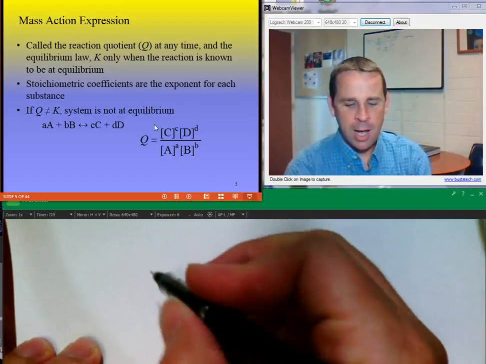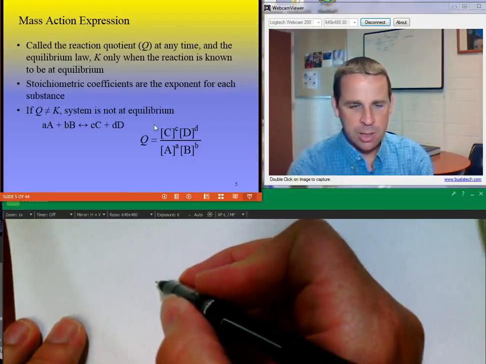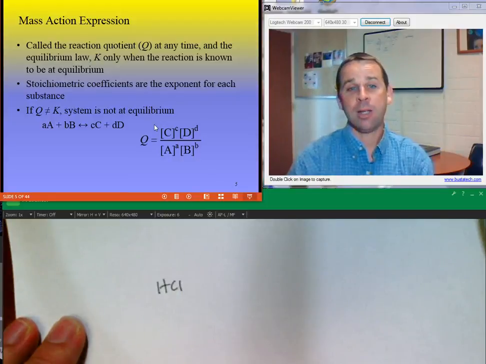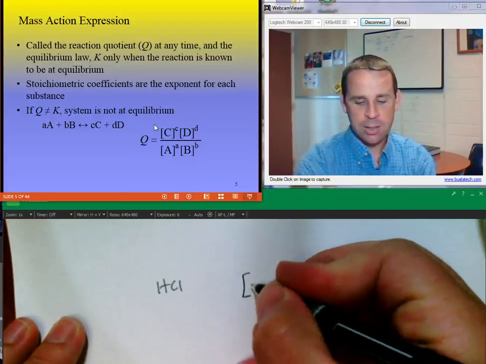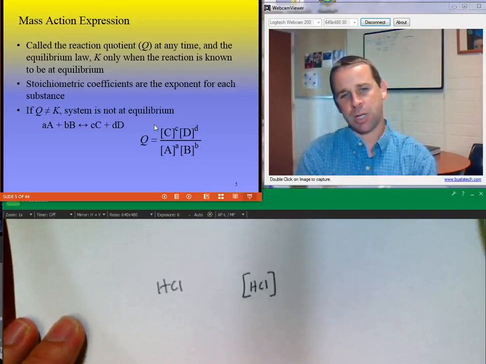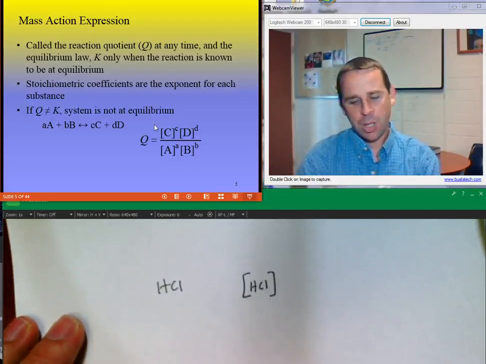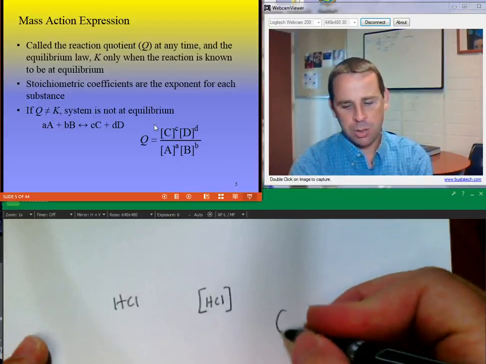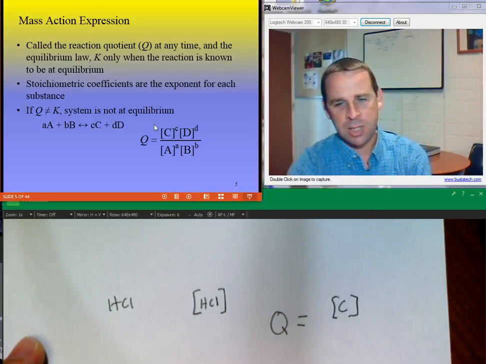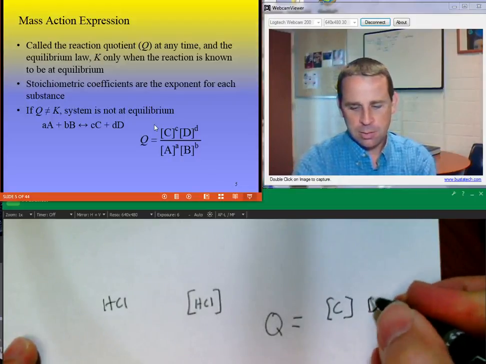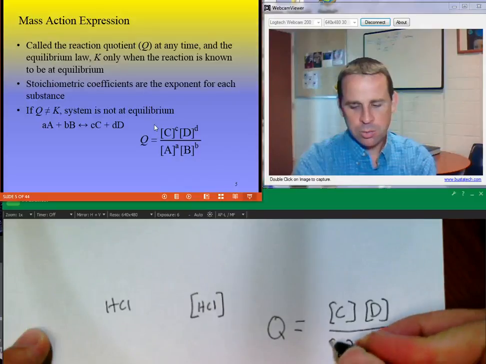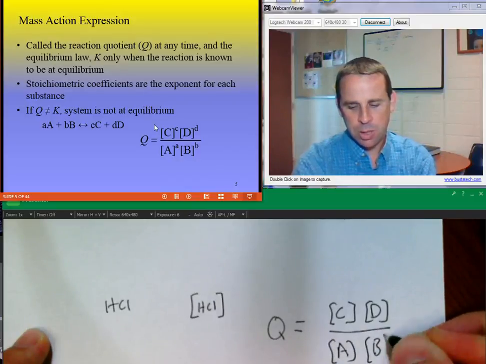But if I have, for example, here is a chemical, HCl, that's hydrochloric acid. If I want to say the concentration of hydrochloric acid, I just put that in brackets like that, and that's my way of expressing the concentration of hydrochloric acid. So when I have, as written up here, this quotient, this means the concentration of C times the concentration of D over the concentration of A times the concentration of B.